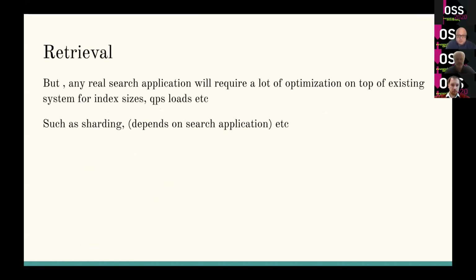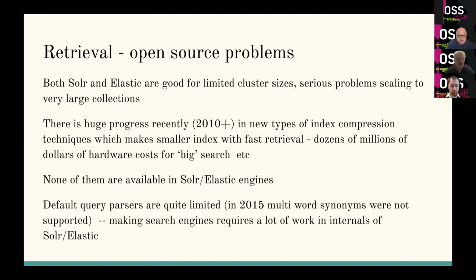But for any real search implementation, you will not just use open source by default. How to optimize and how to shard it will require a lot of work on top of this. For example, both Solr and Elastic are good for limited cluster sizes, but once you scale to very large collections, which require, let's say, hundreds of nodes, there are a lot of problems using them. Another limitation of open source: there has been a lot of recent progress in index compression techniques, which are really important once you go to big search. None of this is available in Solr or Elasticsearch. Default query parsers are limited. So open source is great, but there are also big limitations which you have to overcome as you build this.